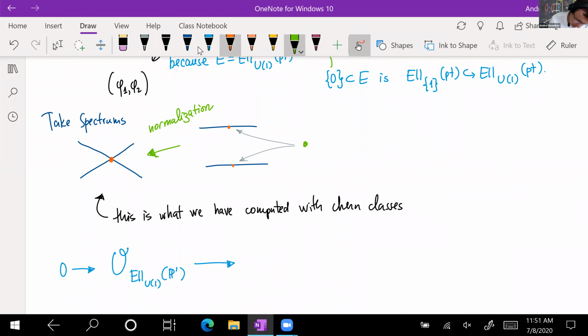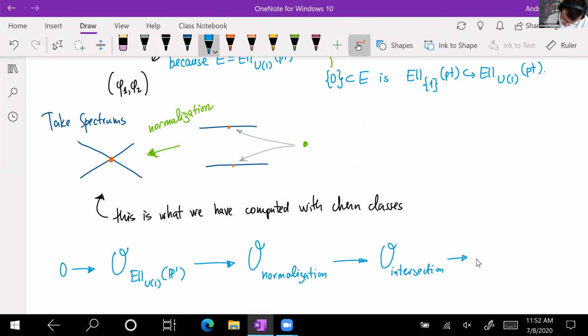If I have a function on a union of two lines, I can pull it back to the normalization. So if I have functions on the union of two lines at the point, I have a function on one line and a function on another line, and they have to agree. So first I have a map to the normalization, and then I take O of the intersection at the point. And in this case, it's surjective. That makes sense?